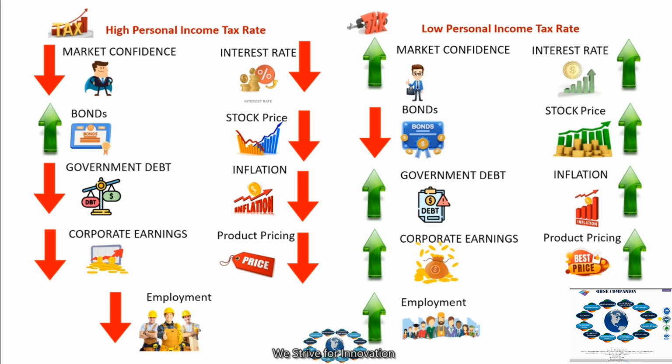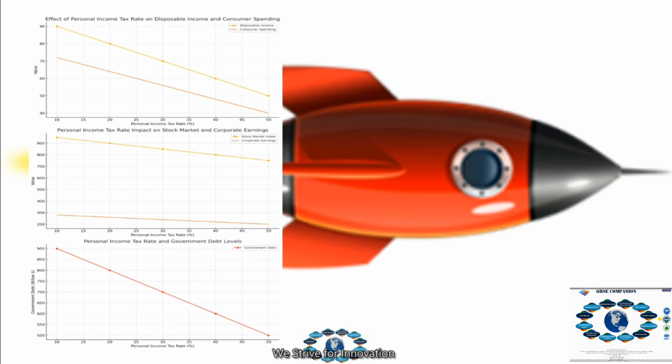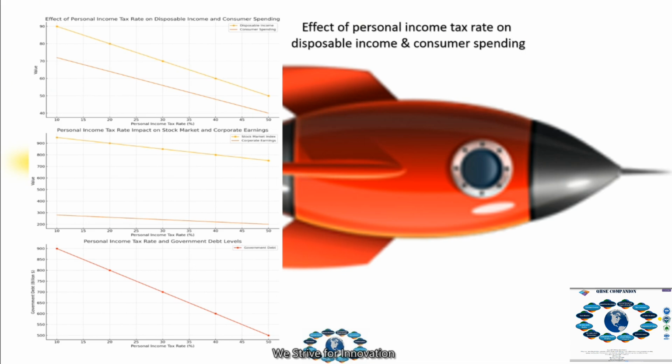Okay. And here you can see an overall picture of how it looks, both sides by side, for your own entertainment. Okay, now let's look at the effect of that personal income tax rate on disposable income and consumer spending. I have here 3 charts. One, as you can see, shows the personal income tax rate as it goes higher, and here the value. The first one is the effect of the personal income tax rate on disposable income and consumer spending. You can see disposable income, which is this one, is going lower as the tax rate keeps going higher. As the tax rate goes higher, people will have less money to spend.